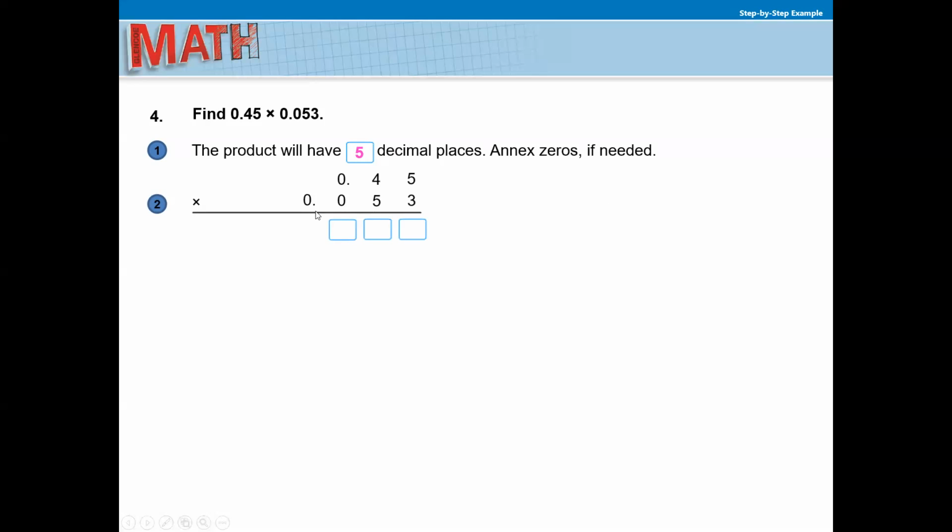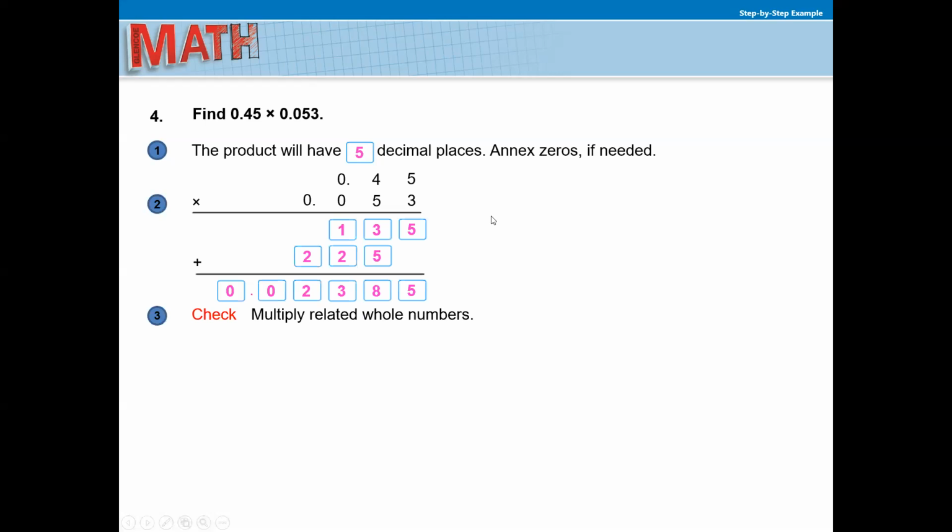45 hundredths times 53 thousandths. Do your multiplication. We get 135, but I need 1, 2, 3, 4, 5 digits for my decimal point. What am I going to do? I'm going to annex a 0. Check. Multiply related whole numbers.